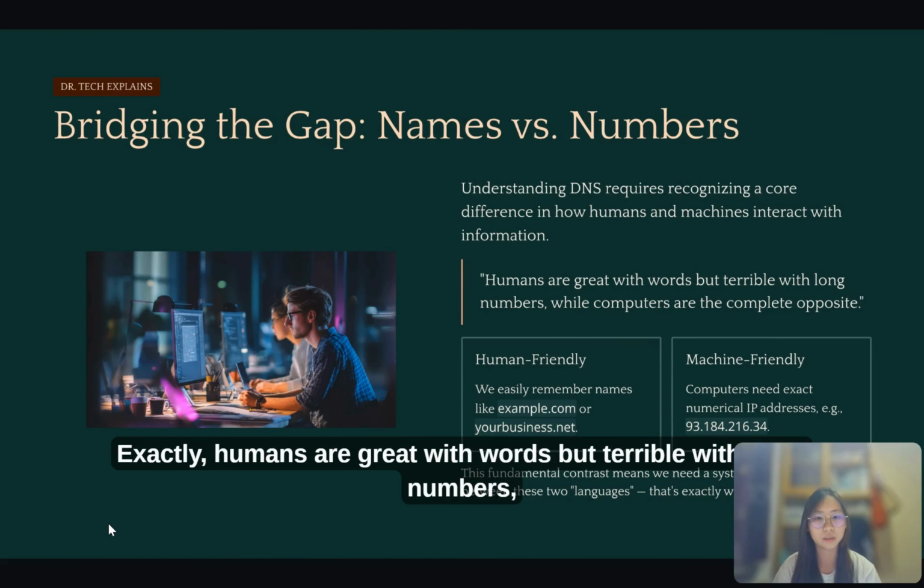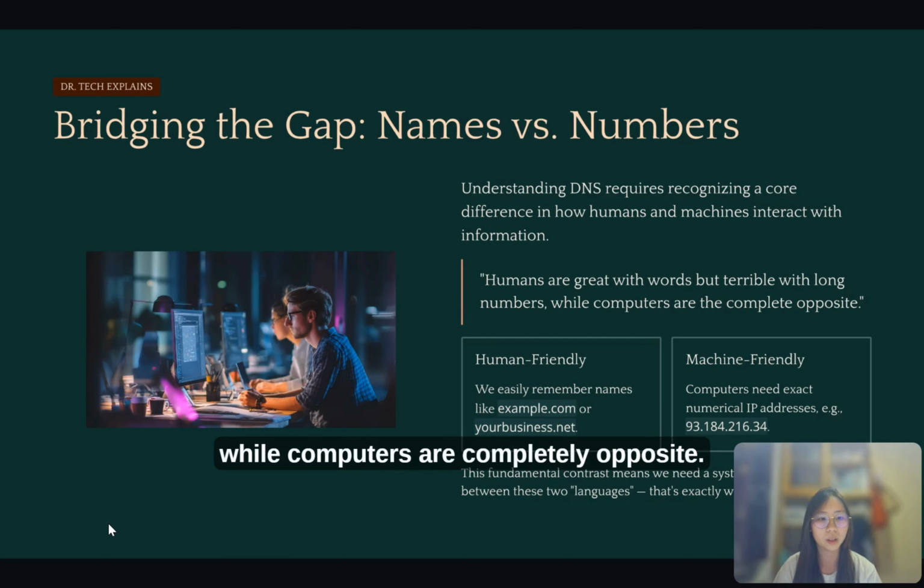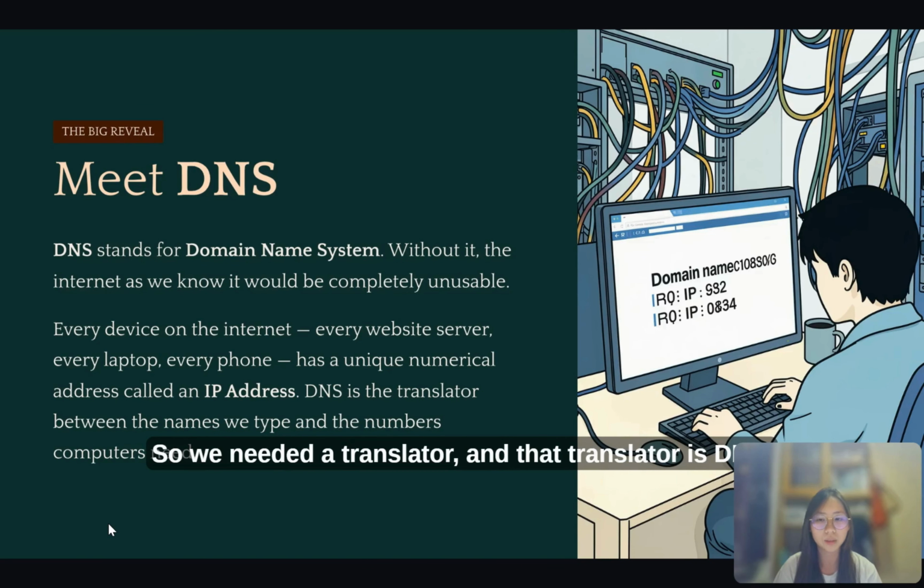Exactly. Humans are great with words but terrible with numbers, while computers are completely the opposite. They love numbers but do not care about words at all. So we needed a translator, and that translator is DNS.